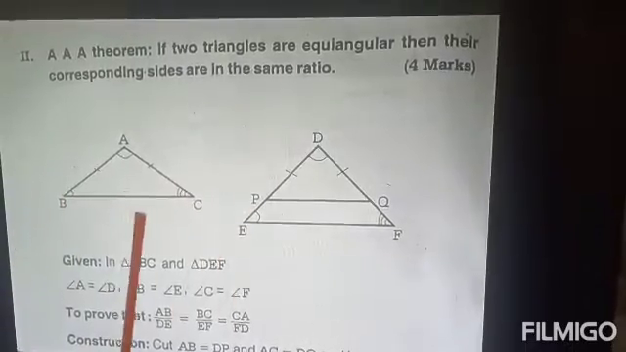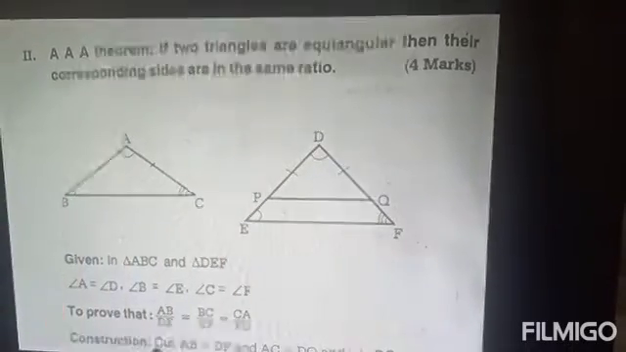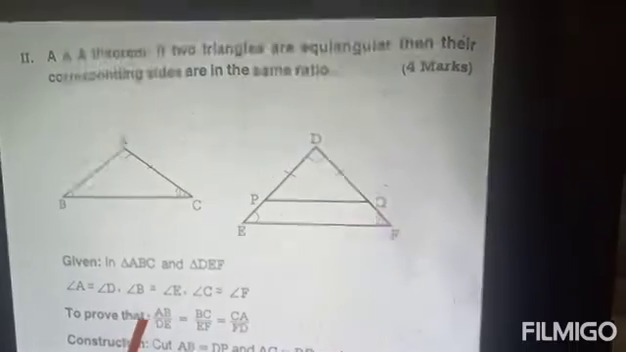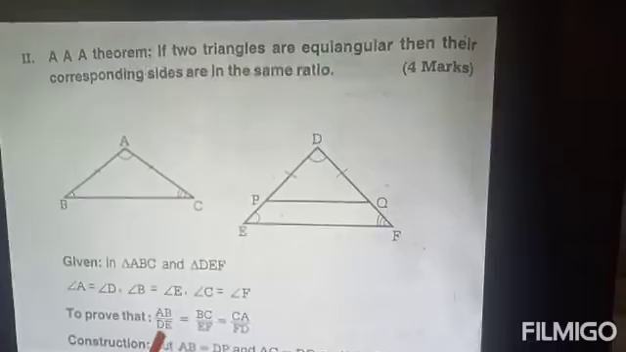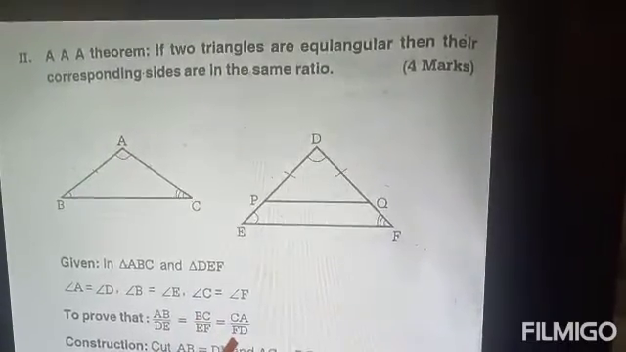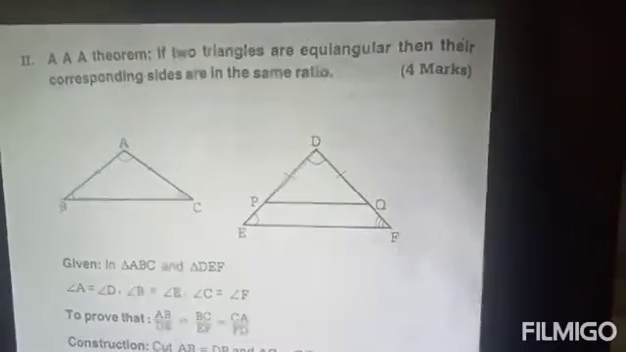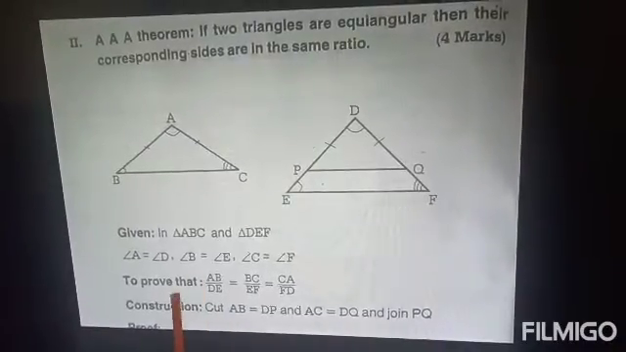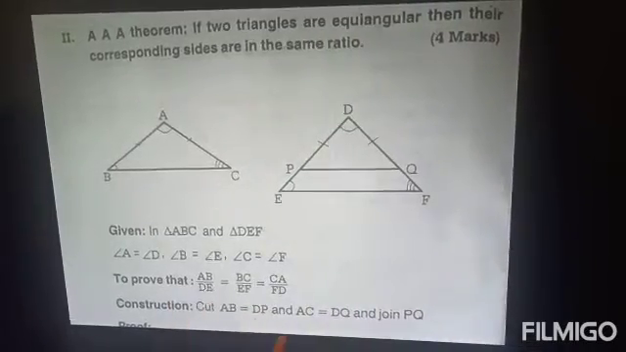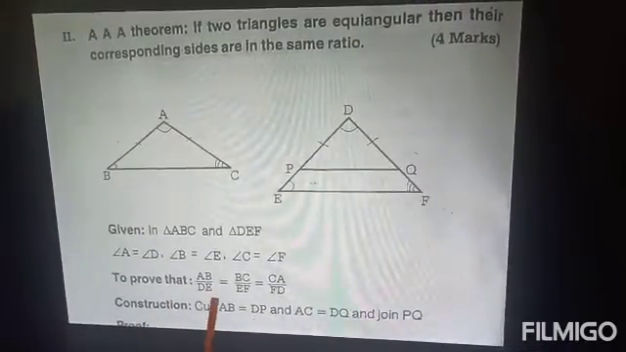What are the corresponding sides? Write in ratio like this, in fraction form. AB by DE, BC by EF is equal to CA by DF. To prove is finished now: their corresponding sides are in proportion, or in the same ratio. This we have to prove.